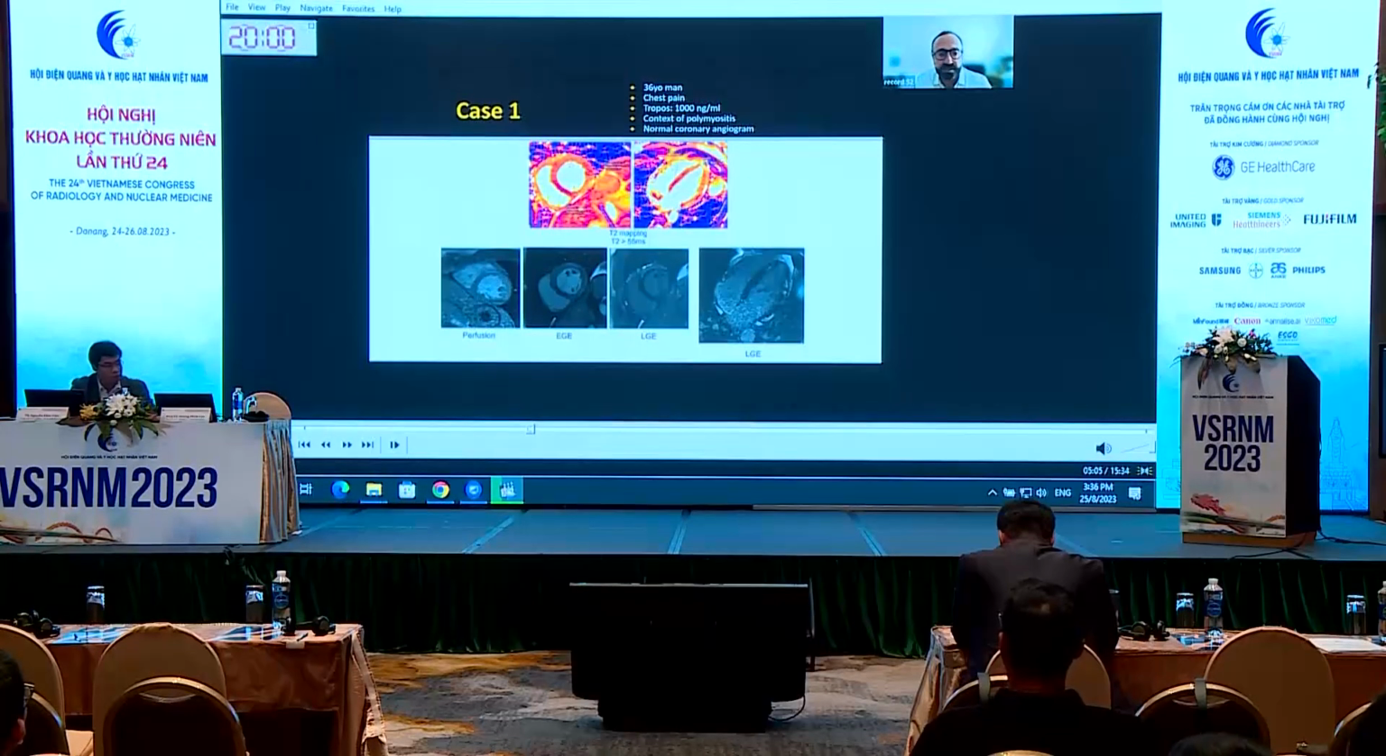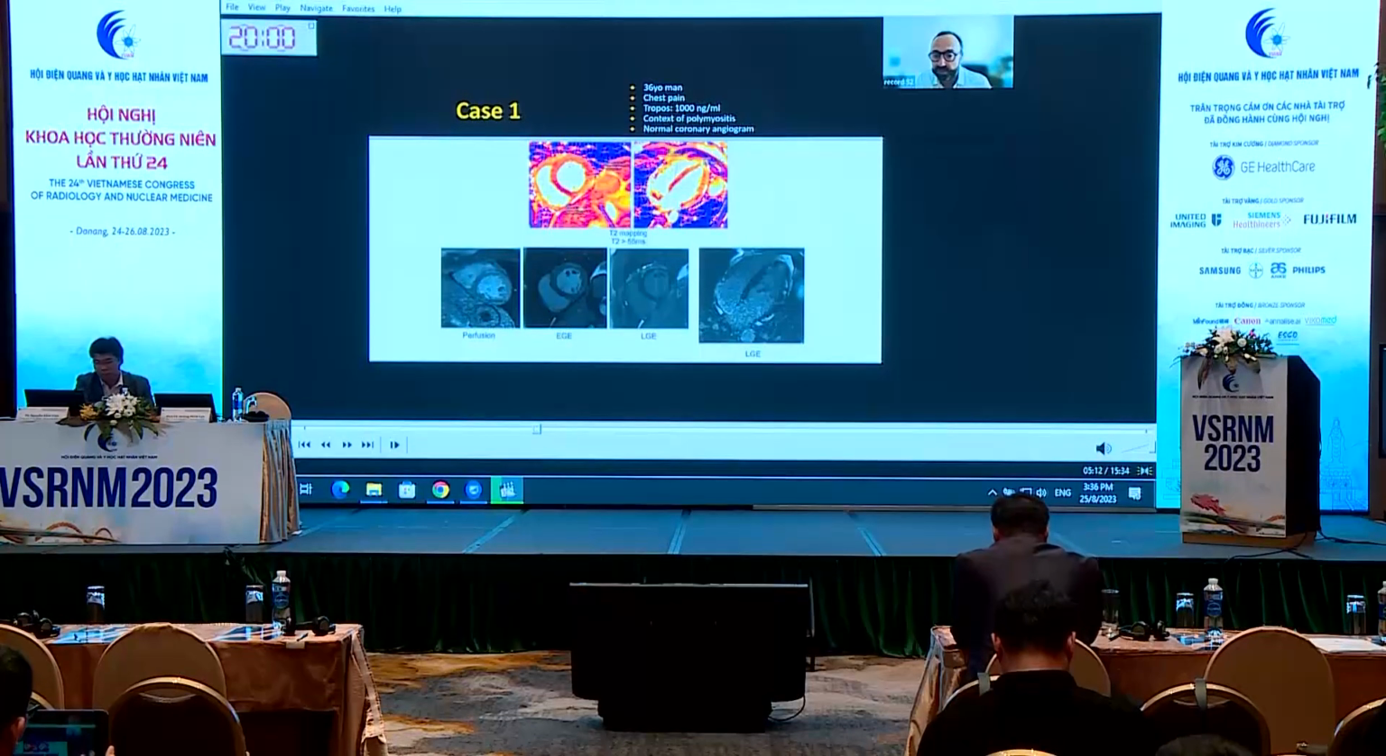We had a 36-year-old man with chest pain, elevated troponin, a normal coronary angiogram, and a context of polymyositis. We performed a comprehensive CMR showing elevated T2 and perfusion, so edema, plus patchy early gadolinium enhancement and late gadolinium enhancement with a mid-wall and epicardial distribution, corresponding to a typical myocarditis.